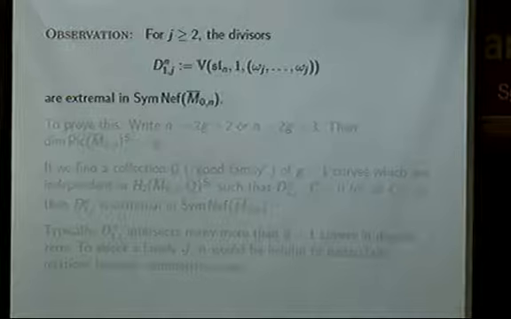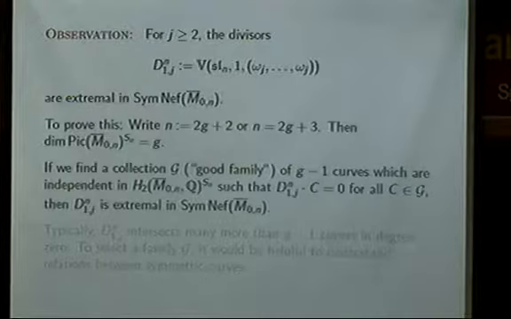How would you prove something like that? Well, the first thing I want to do is figure out the ambient vector space. So we're working in the vector space of symmetric divisors on M0n bar, and I'll call the dimension of that G. And then, of course, you can work out that G is related to n by either 2G plus 2 or 2G plus 3.